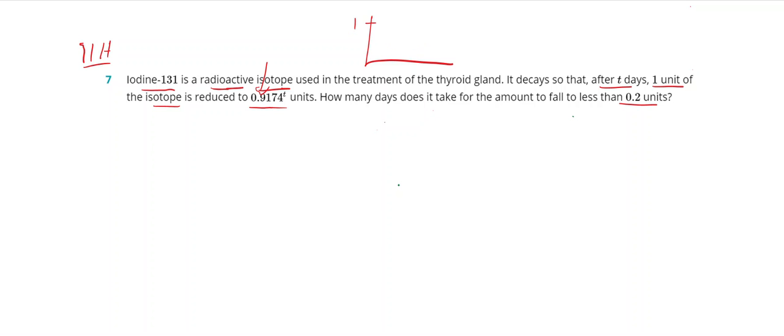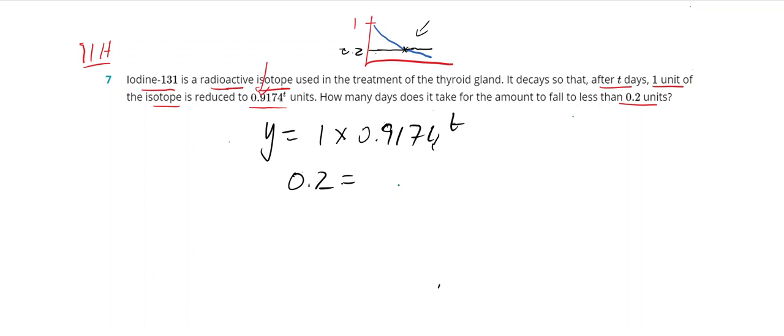Usually we've got a decay graph, and we're trying to find when it equals 0.2. So I draw a line here at 0.2, and I'm trying to find the intersection point, or where it falls below 0.2. You can either do it on the main screen, or use the graph function to work out what the x value is when y is 0.2. So the equation is y equals 1, because that's the initial amount, times 0.9174^t. I want to find when it equals 0.2.